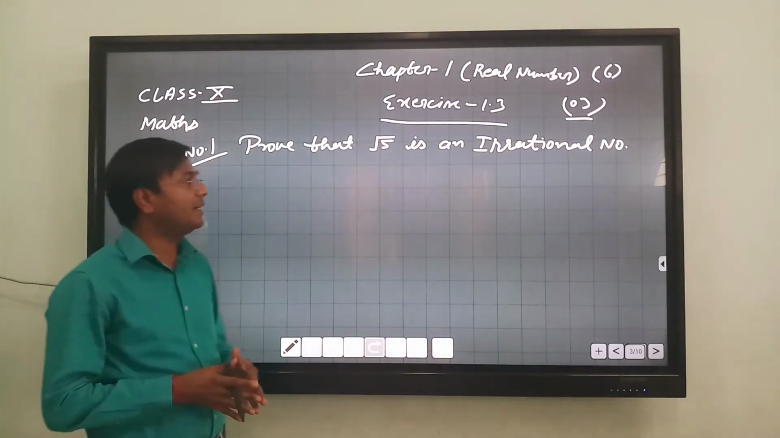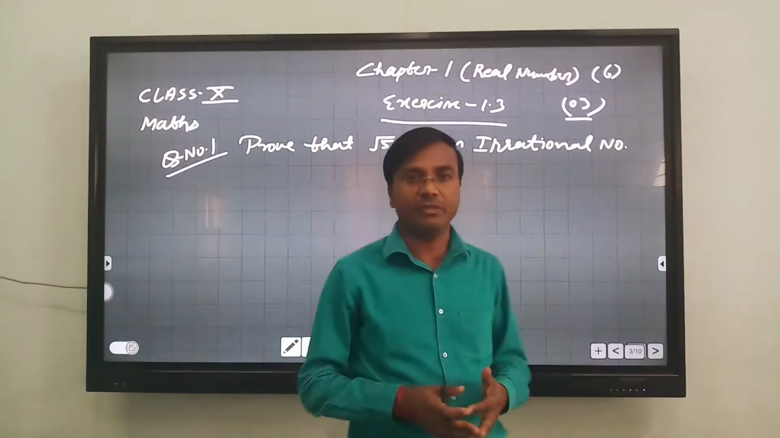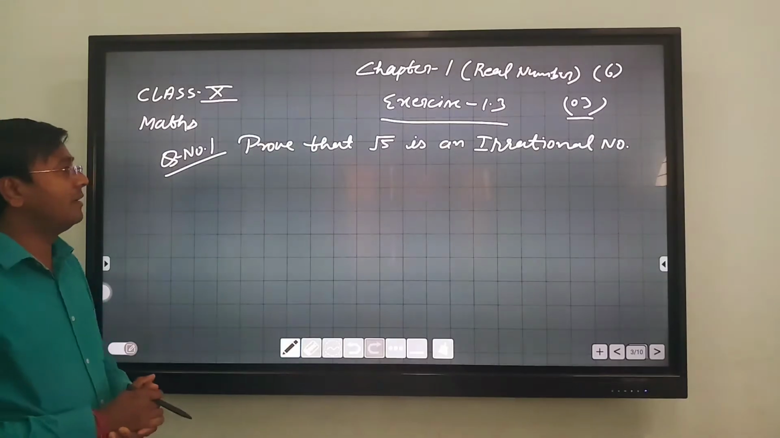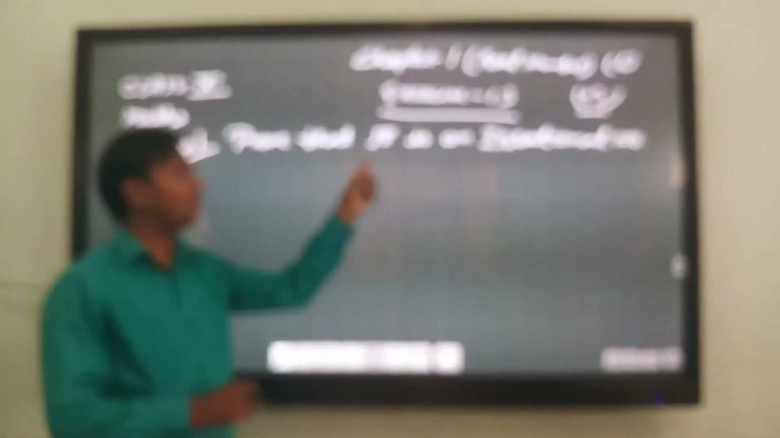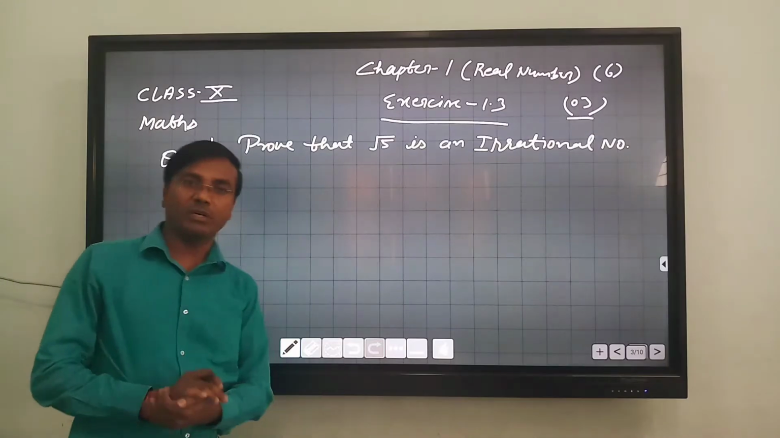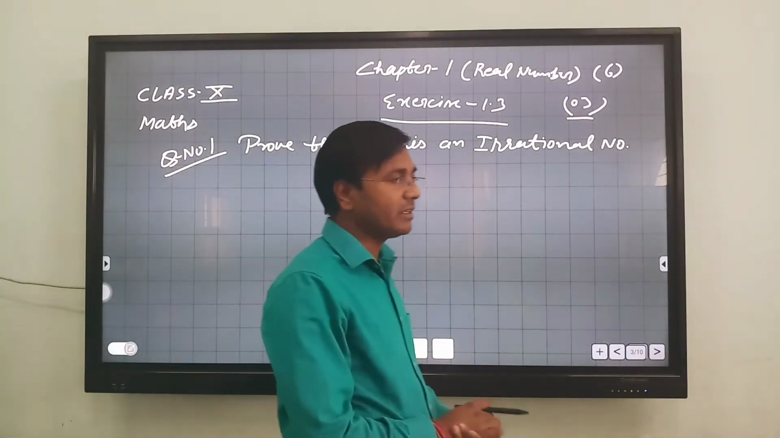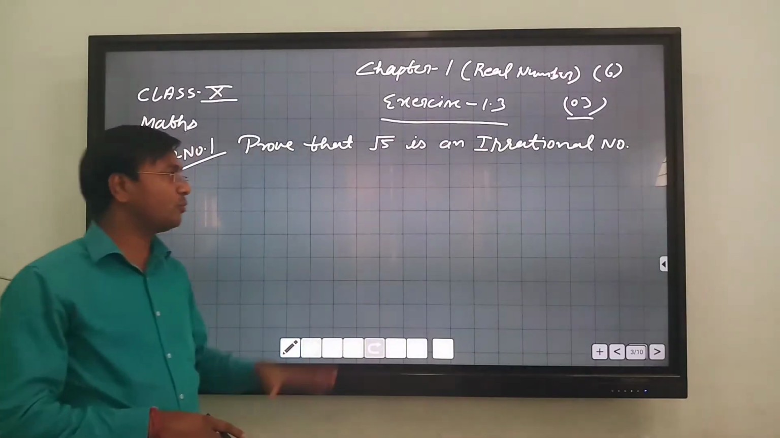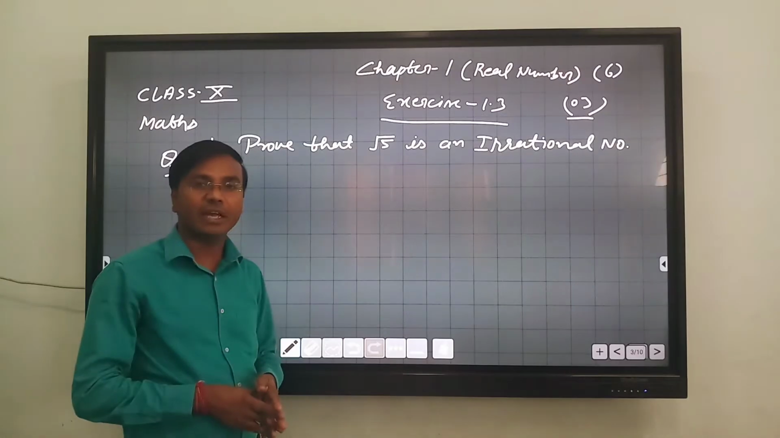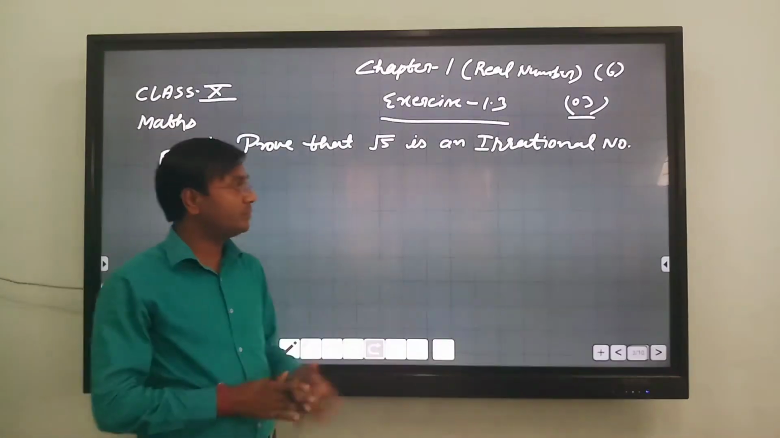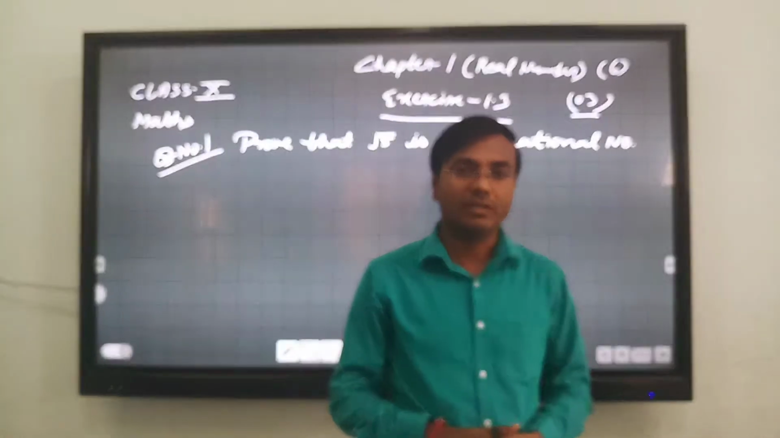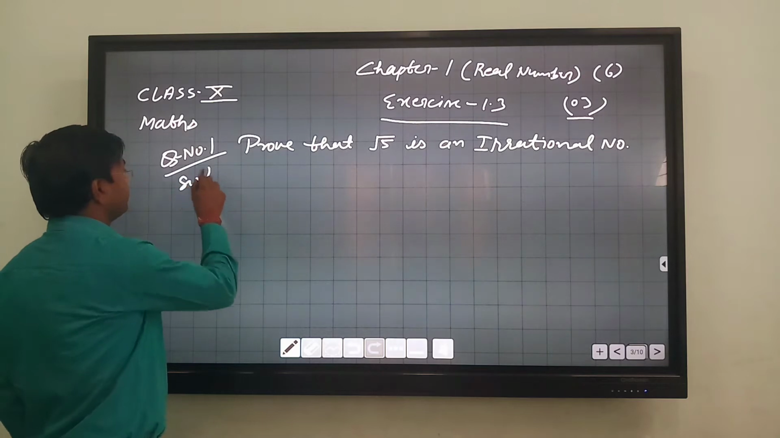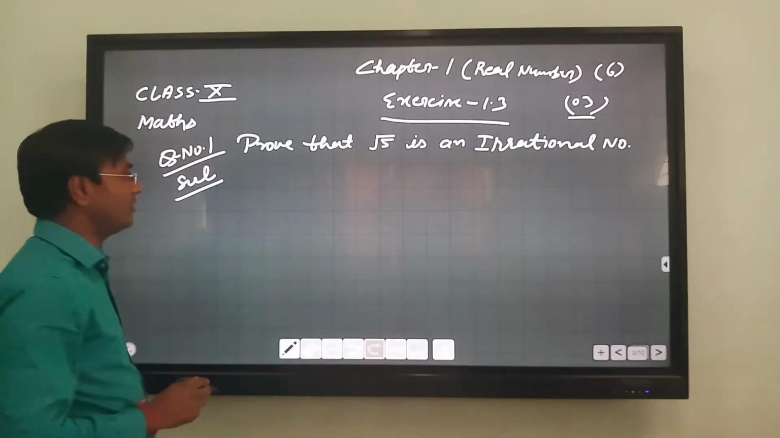Prove that under root 5 is an irrational number. In class 9th we studied rational and irrational numbers, and in fact we know that under root 5 is itself an irrational number because it is neither a terminating nor a repeating decimal. But today we are going to prove this. The method used here is the contradiction method. So let us prove this by the contradiction method.